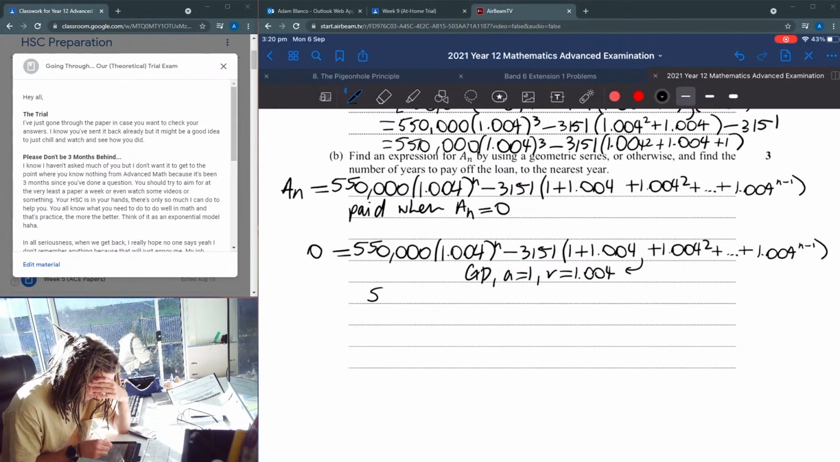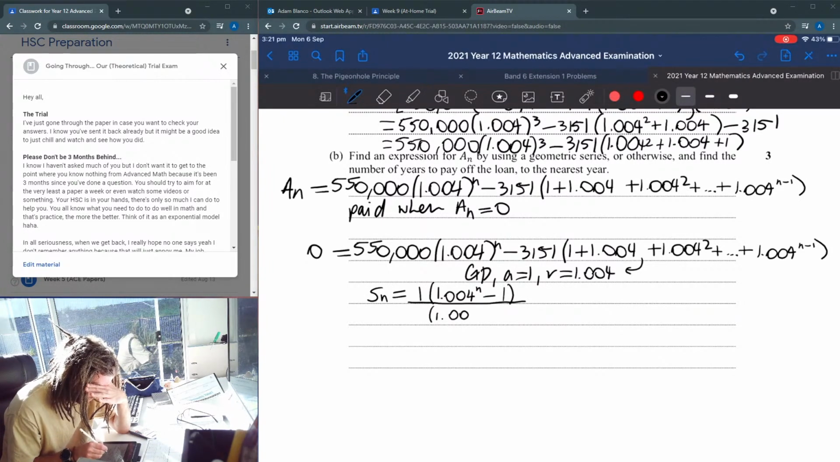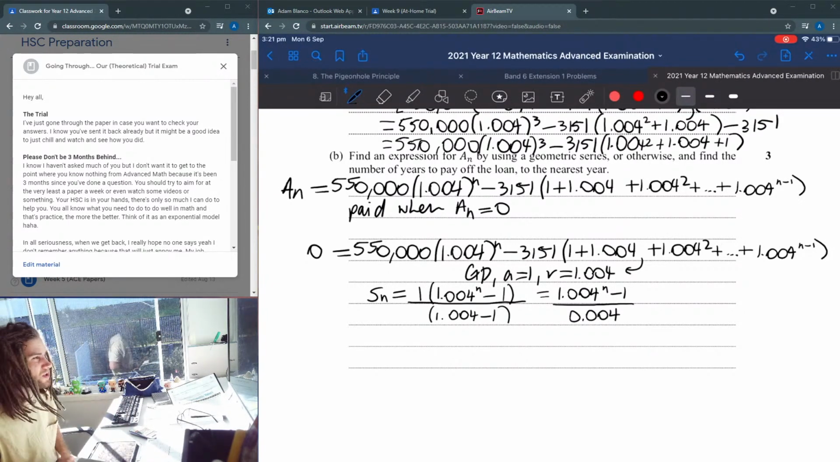So, sum, how many terms are there? There's n terms, because it goes from 0 to n minus 1. There's n terms, so then it's A outside of R to the n minus 1 on R minus 1. Okay, so that's equal to, wow, this is going to be disgusting. 1.004 to the n minus 1 on 0.004. That's right. I'm surprised I didn't see anything.